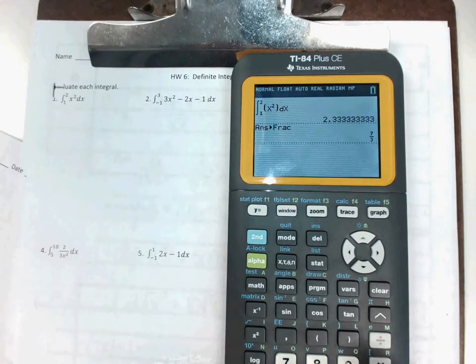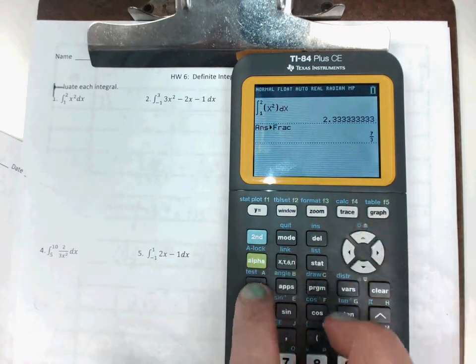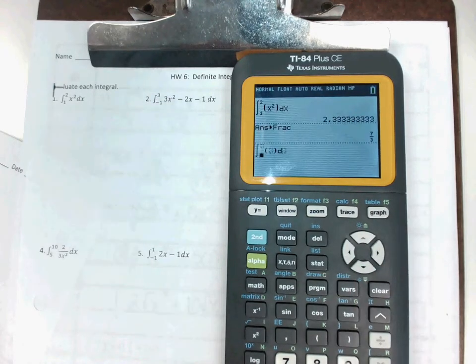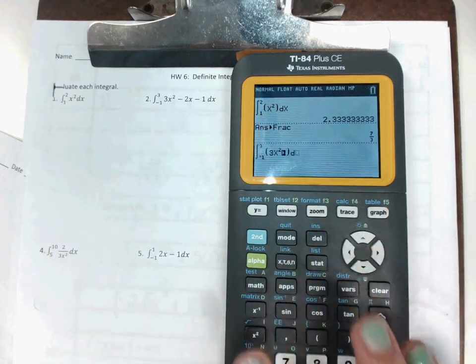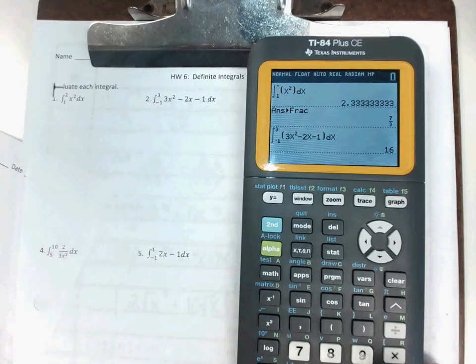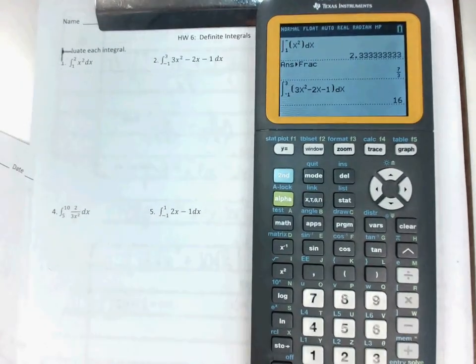Then I'll type in number 2. What do I push? Math, 9. Then I'm going to go -1 to 3. Then 3x squared minus 2x minus 1 dx. You can only use this to check your work. If you turn in your paper just with the answers typed in, obviously I will know, and I will not give you credit. You can check your work, but you can't just do the whole thing on there. You can do it.